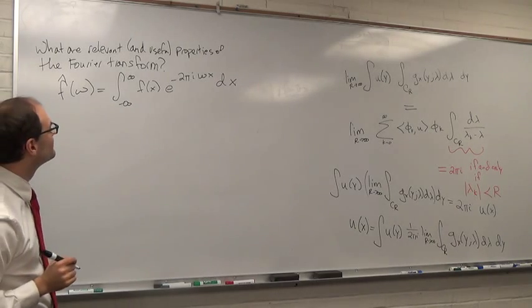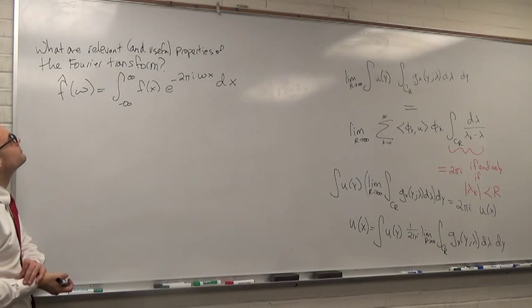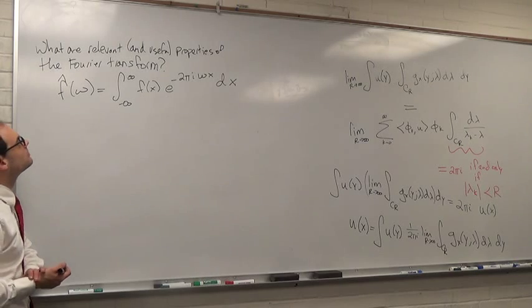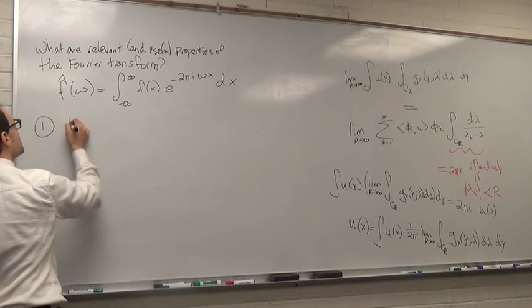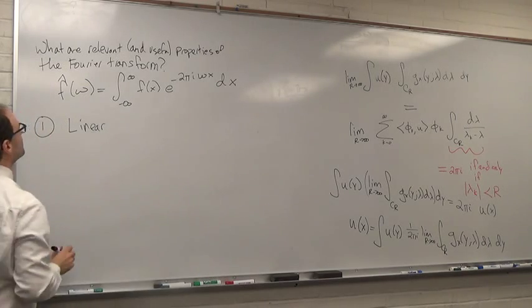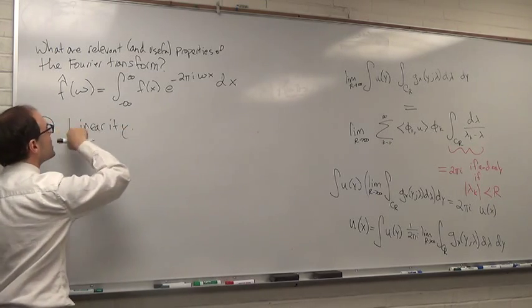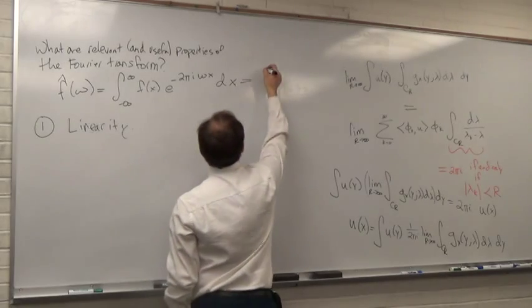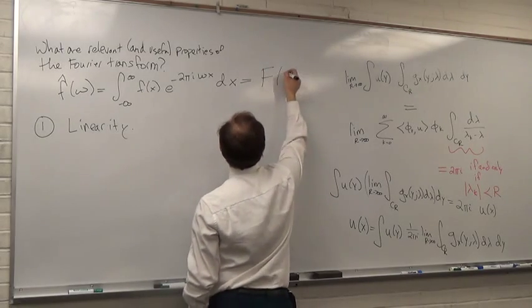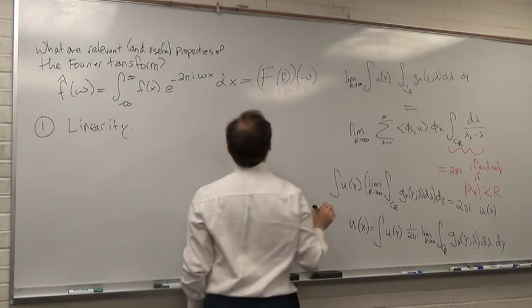Okay, so that's the Fourier transform. Let's see here. First of all, this transform is pretty clearly linear in f. So the first thing is that it is linear. Perhaps a different way to write this, to emphasize this, is the Fourier transform of little f, evaluated at omega.